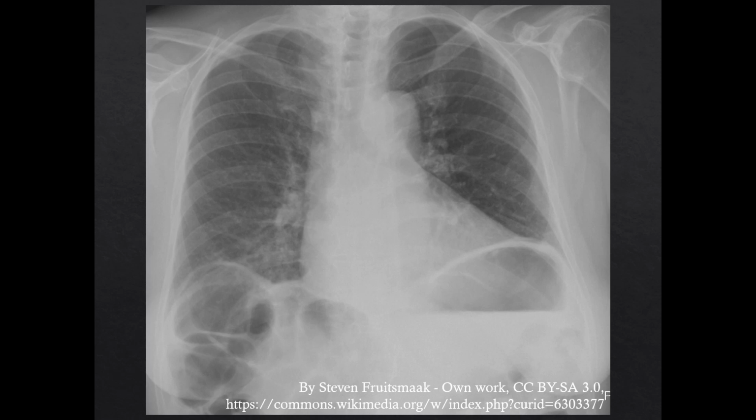First is what's called Chilaiditi's sign, which is the radiological sign that comes from colonic interposition, usually above the liver. This can make it look like there's an abundance of free air, but if you were to CT this, you would find that the air is safely within the lumen of the colon.